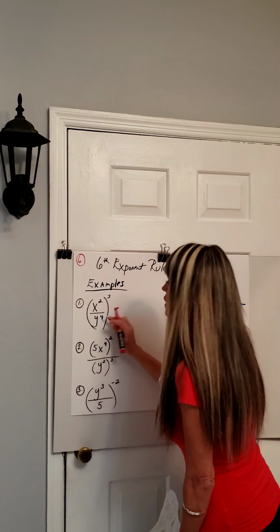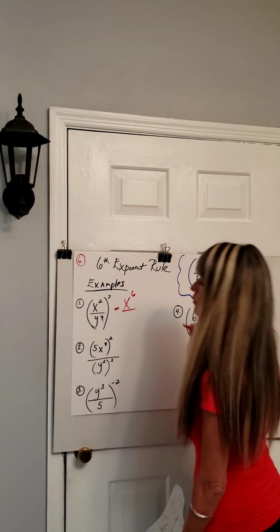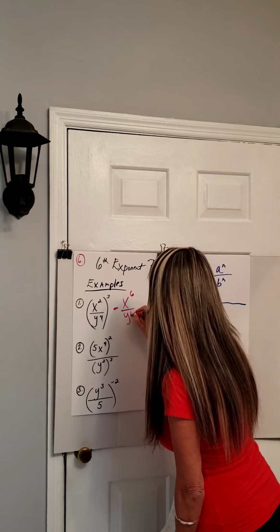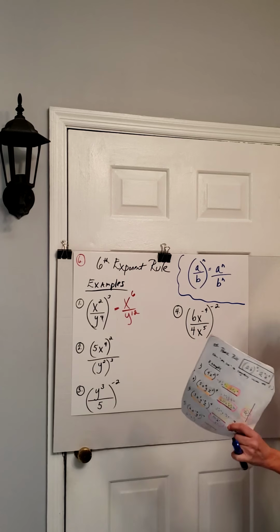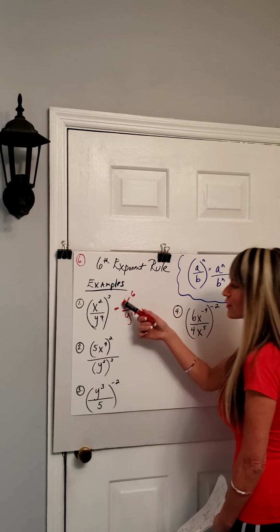Here we go. So it's a base of x. 2 times 3, 6. Base of y. 4 times 3, 12. Can I subtract them? Is that what you think? I already heard somebody say, no, Ms. Wolf, of course you can't. Why can't I? Because they're different letters.